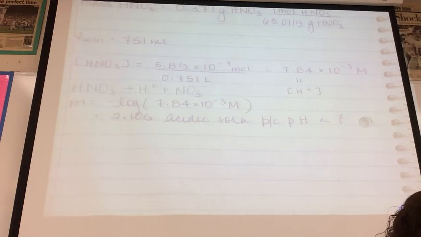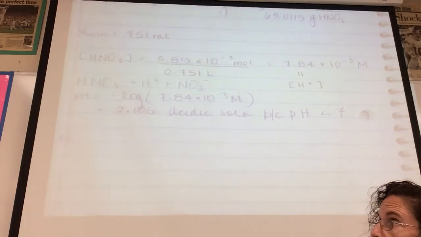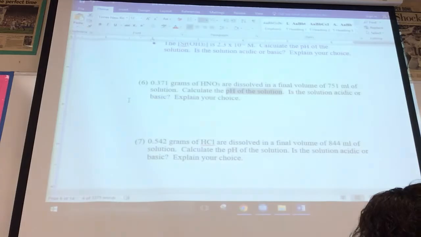Question 7 is grossly similar. I'd like for you to try question 7 with your question 6 framework in front of you. So I'll put 7 on the screen.